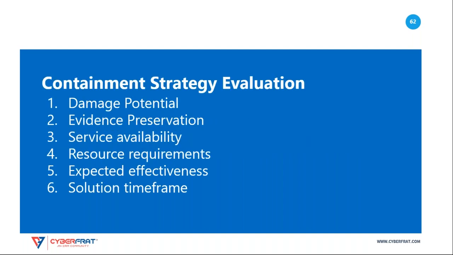The National Institute of Standards and Technology suggests six criteria that a responder may use when evaluating a potential containment strategy. First, the responder should consider the potential for damage and theft of resources during the incident. Second, they should evaluate the need for evidence preservation and the effect that the strategy might have on the ability to preserve evidence. Third, the responder should evaluate service availability requirements and the impact of different containment strategies on that availability. Fourth, the responder must understand the time and resources required to implement any proposed containment strategy. Fifth, the responder should understand the expected effectiveness of the strategy.